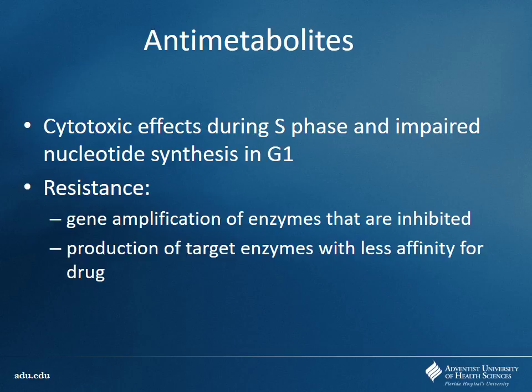Okay. Sometimes you'll find resistance develops by having increased gene amplification. So for instance, with methotrexate, if I'm inhibiting dihydrofolate reductase, if I can upregulate that enzyme or production of that enzyme, I can overcome the methotrexate that's sitting around, right? Or if I can have target enzymes that have different conformations and have less affinity for the drug, that can also provide some resistance as well.